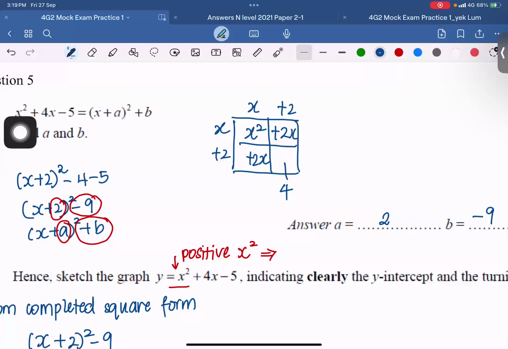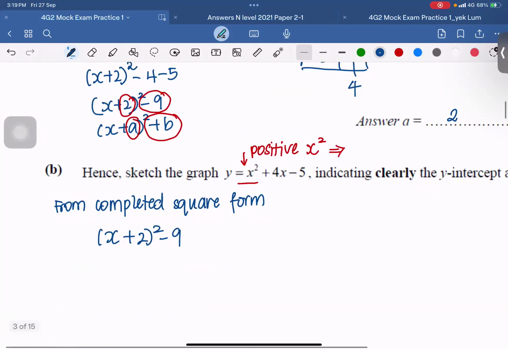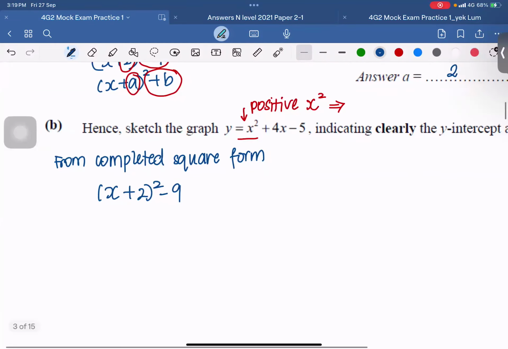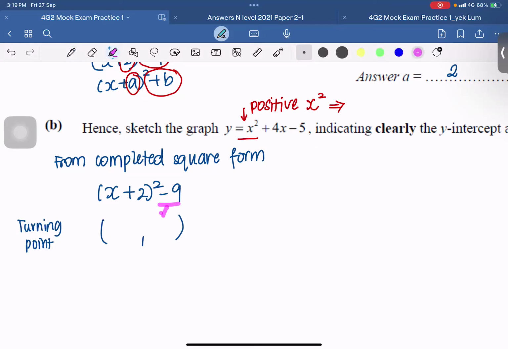To make a sketch of our graph. How the question says, hence sketch the graph, right? Now, when you have the completed square form, it will help you to read the turning point directly. Can you write for yourself the turning point? It is made up of two coordinates. The first one, the y value, is the number -9. Just bring it down.